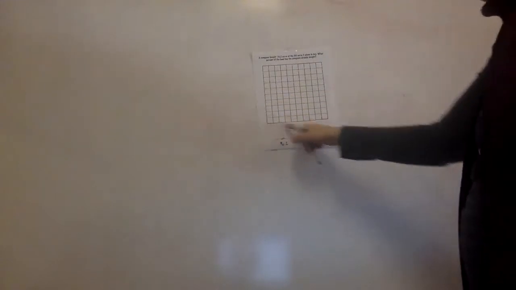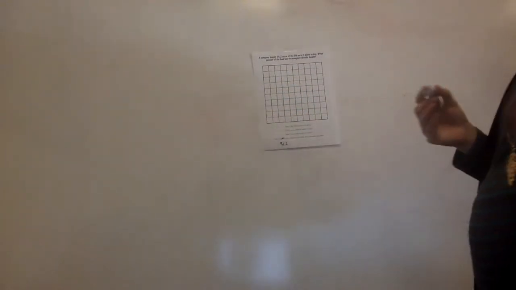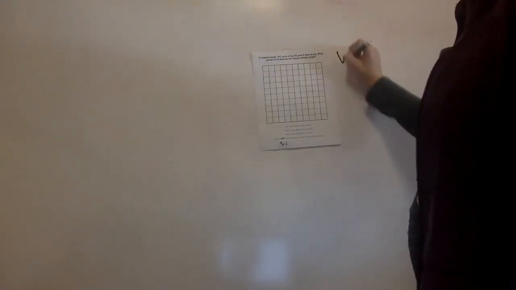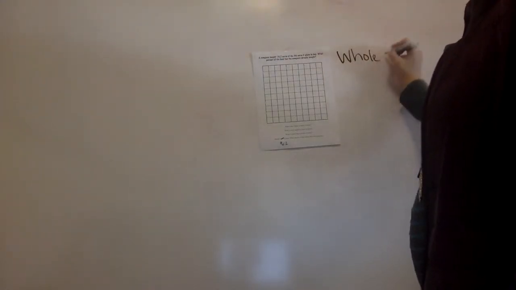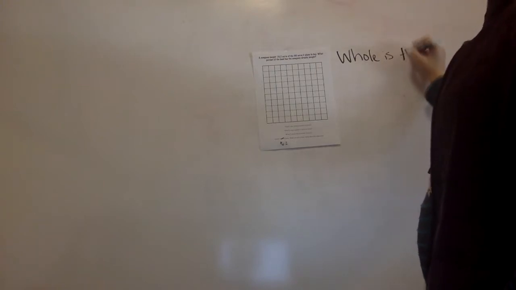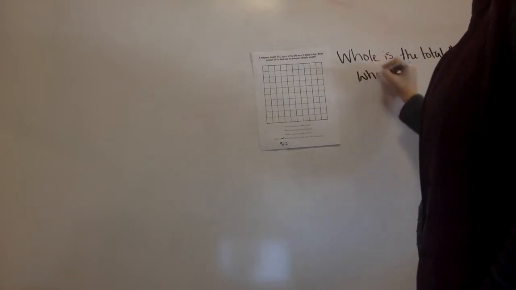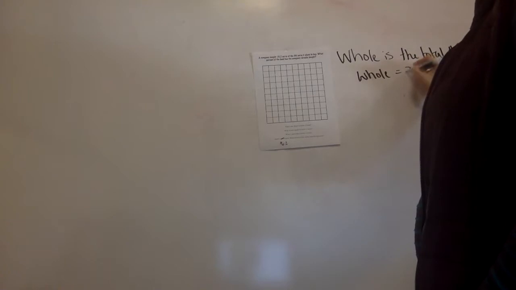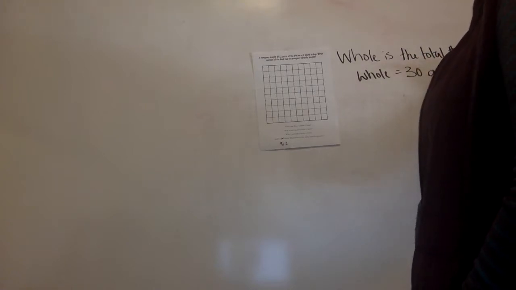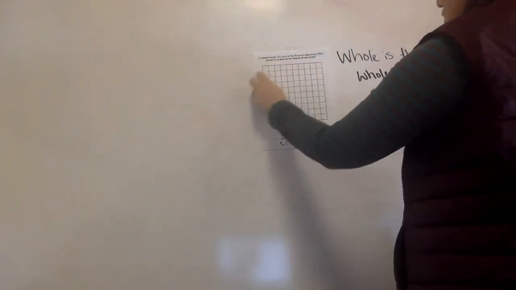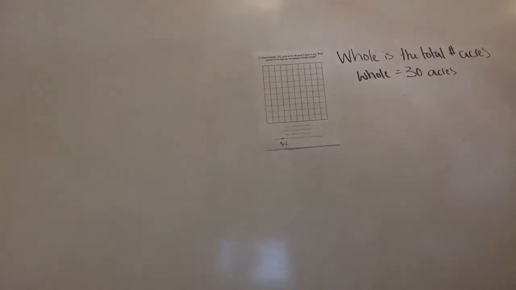So our whole, in this case, is going to represent the total number of acres the company wants to buy. So our whole is the total number of acres that the company wants to buy. So in this case, our whole grid is going to equal that 30 acres. Okay. So altogether, this whole is going to equal 30 acres, okay?